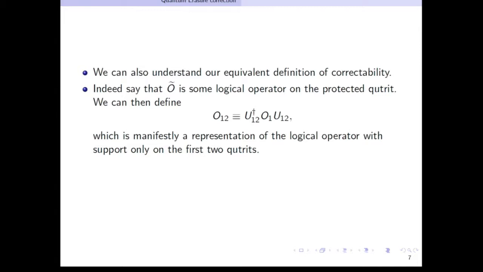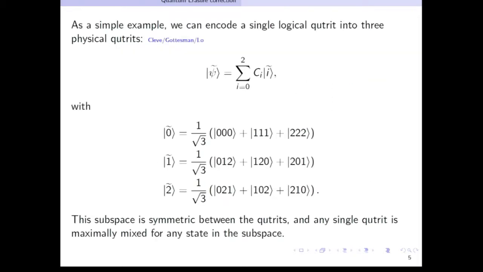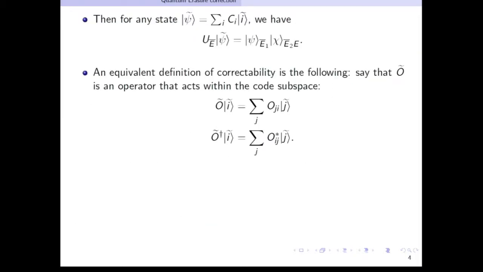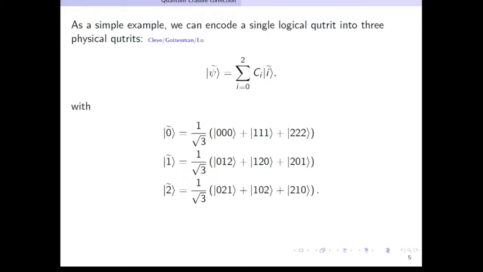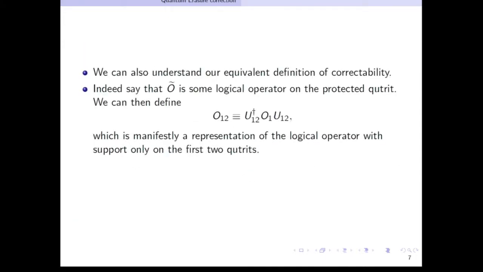So I act with the unencoded version of the operator. I just act with the single qutrit operator with those matrix elements. And then I re-encode with U12 dagger. And so this is some operator that acts within the code subspace however I like. So I can put in arbitrary matrix elements here for how this acts within the code subspace. And I can always do this construction.